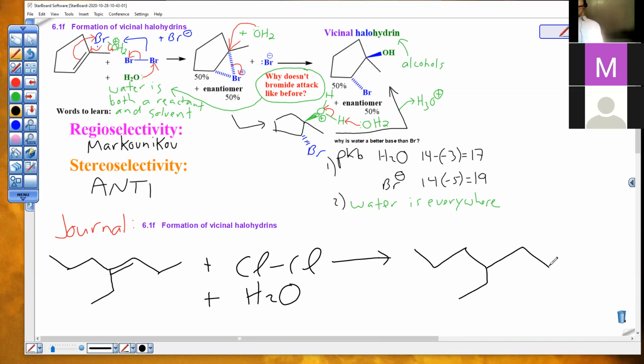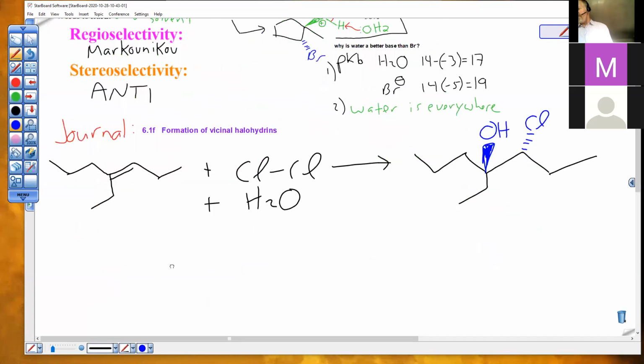The O on the water is more electronegative than the Cl. And it will end up on the more substituted carbon. And I lost a carbon here. The Cl will end up on the less substituted carbon. And one will be sticking out of the page. And one will be behind the page. And there we have it.